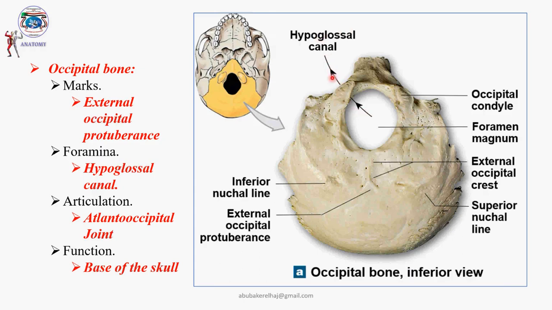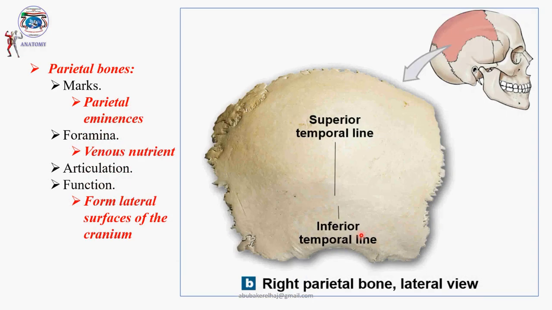And then, as you see here in the arrow, this foramen is called the hypoglossal canal, and it is responsible for the transmission of the hypoglossal nerve, the last cranial nerve to supply the tongue. Then this bone articulates with the atlas, the first cervical vertebra, at the atlanto-occipital joint, by the condyles of the occipital bone. And this is the basilar part, and this is the squamous part of the occipital bone, which share in the formation of the base of the skull, as you see.